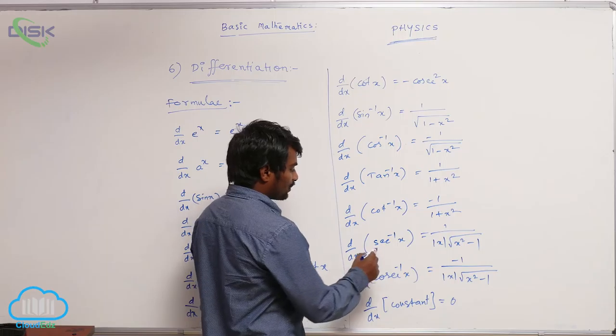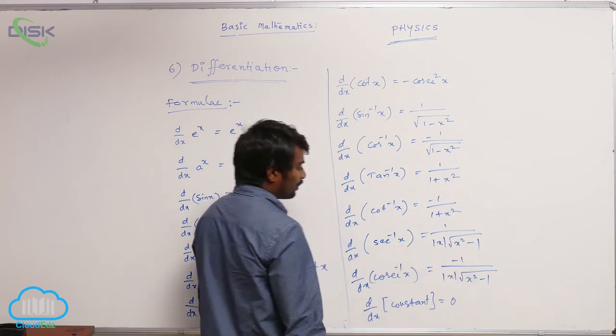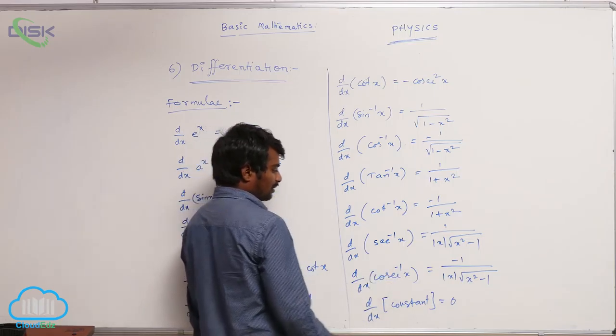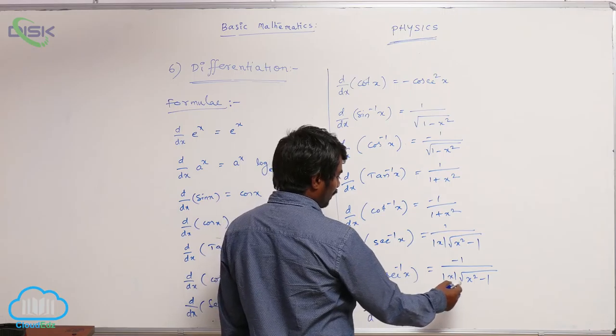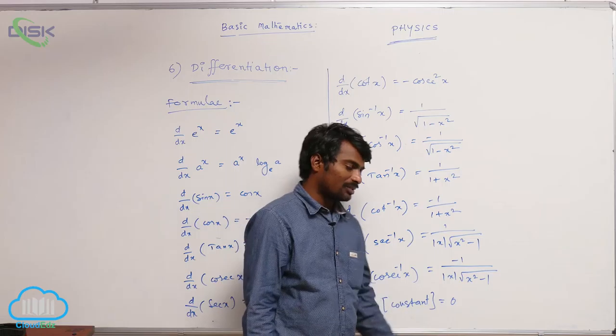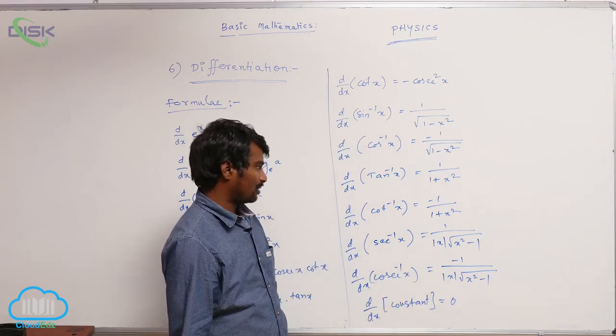d by dx of secant inverse x is equal to 1 by mod x square root of x square minus 1. d by dx of cosecant inverse x is equal to minus 1 by mod x square root of x square minus 1, and d by dx of constant is equal to 0. Constant won't change with x, that's why change will be 0.